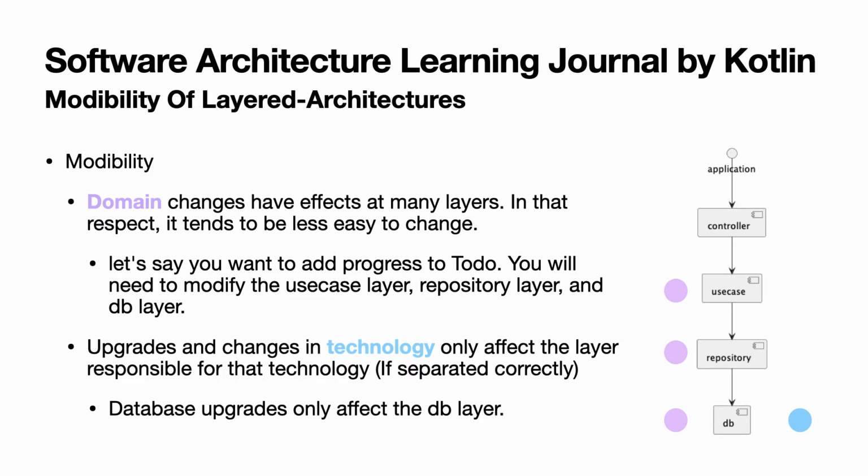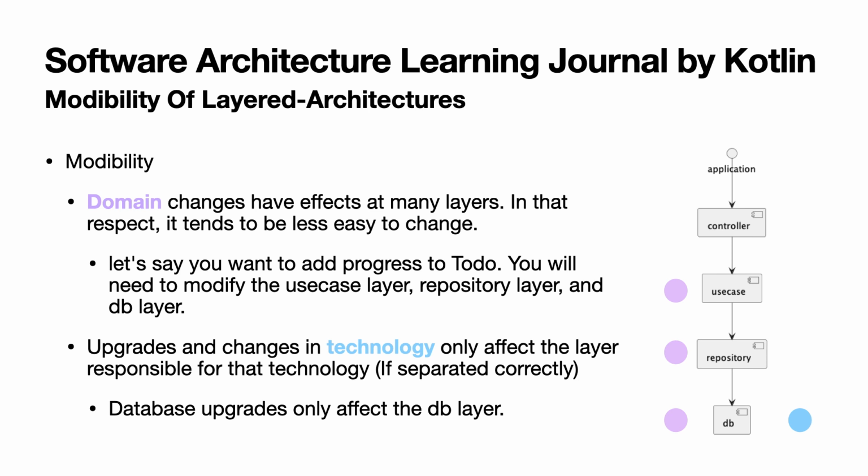Let's start by considering modifiability. As layered architecture involves separation and coupling of roles, changes in the domain tend to affect many layers, resulting in low modifiability. On the other hand, changes in technology tend to have high modifiability.